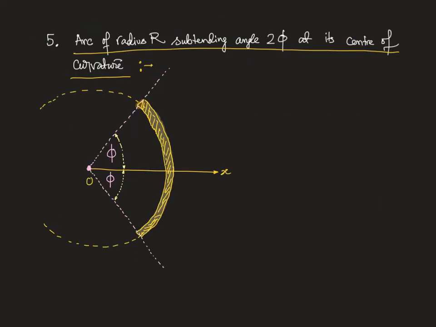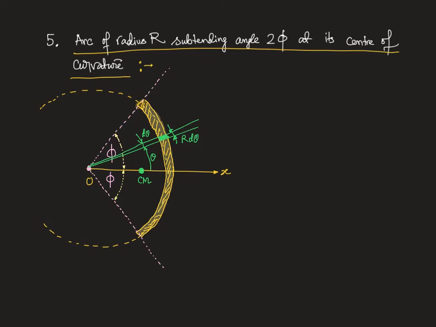In this problem it is an arc but not a semicircular arc. It subtends angle 2 phi at the center of curvature O. So we consider the x-axis through the line of symmetry, so that the center of mass lies on the x-axis. The arc is symmetrical about the x-axis. Now the method is the same as in the last problem, only the integration limits will vary. So that's d theta, and this is again r d theta.